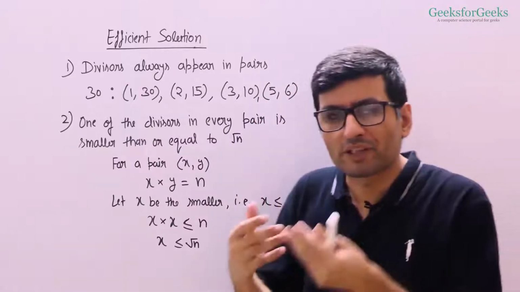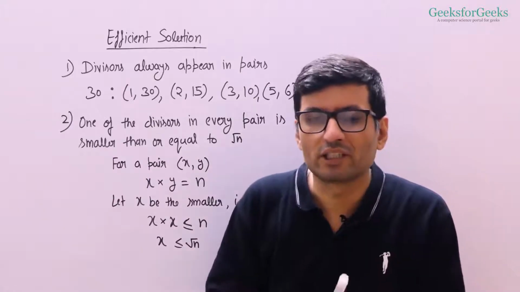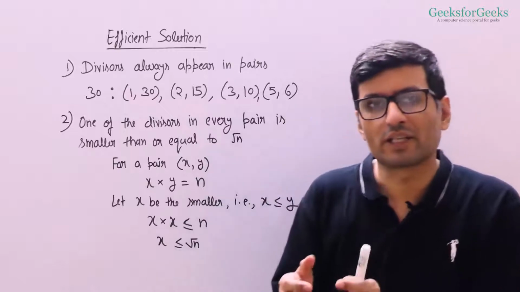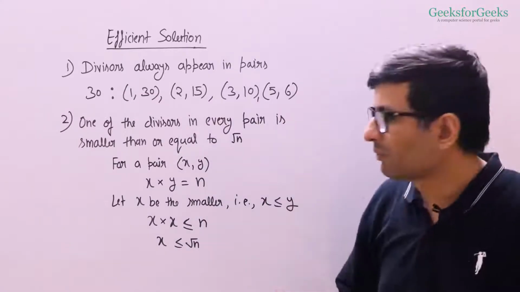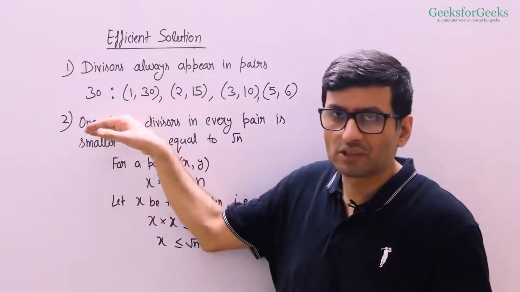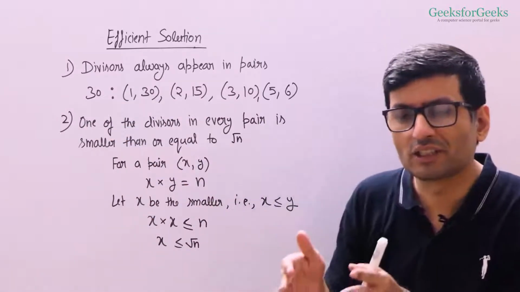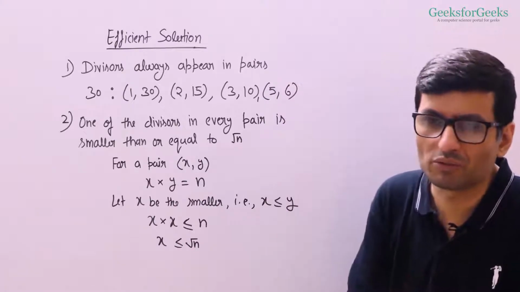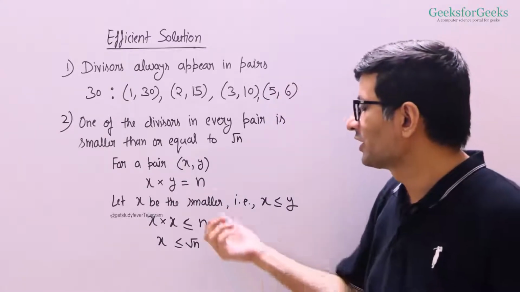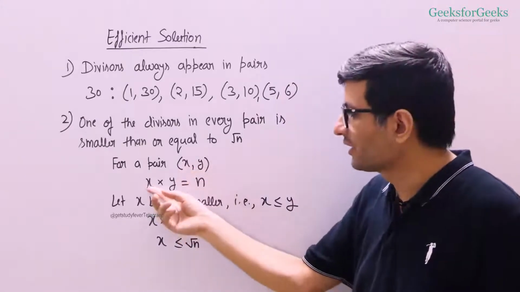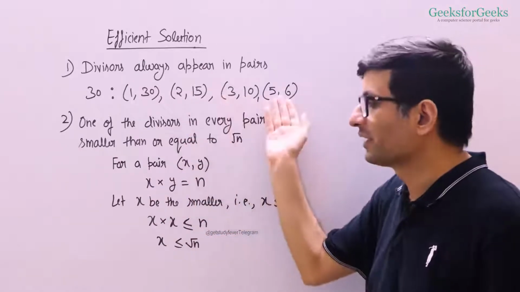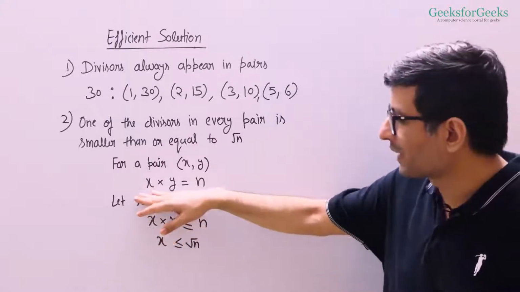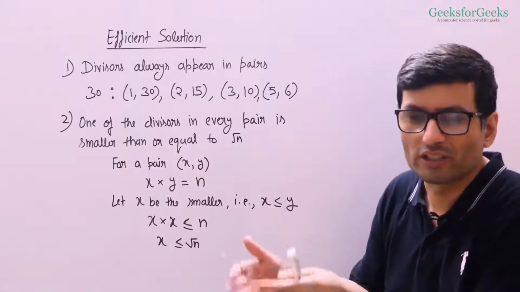See, when you have perfect squares like 25, then you have a pair where you have the same number repeating 2 times, but you still have a pair. Now, one more interesting thing about these pairs is that one of the divisors in the pair should be smaller than or equal to square root of n. And how is this true? See, you have a pair x, y and x into y is n. Let x be the smaller of the two. You can pick any of these two as smaller than the other.